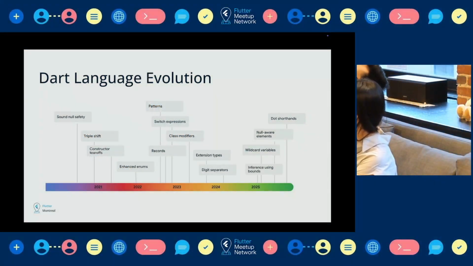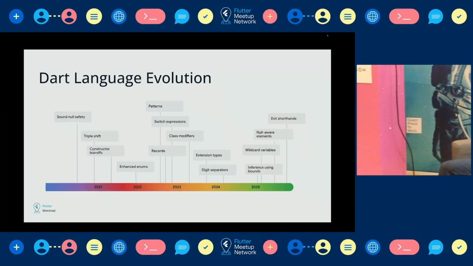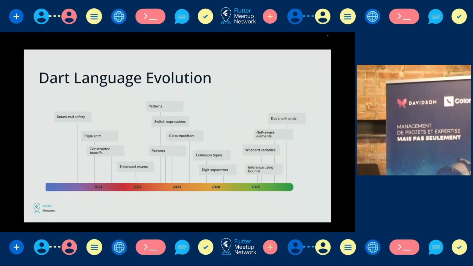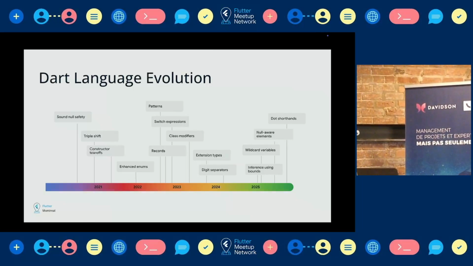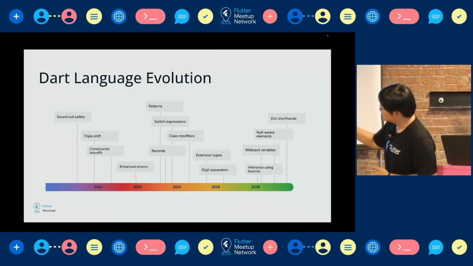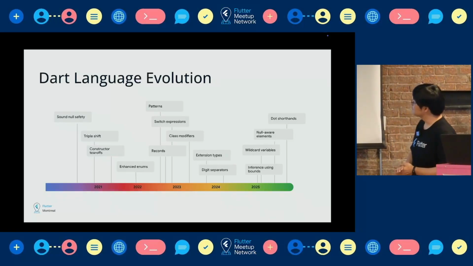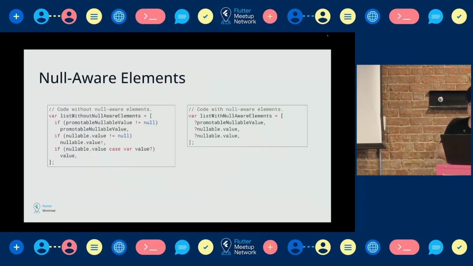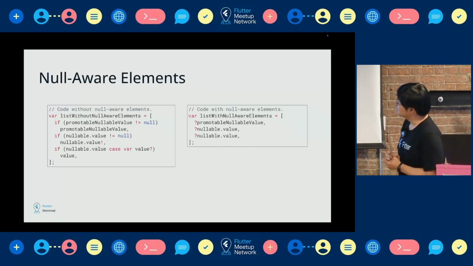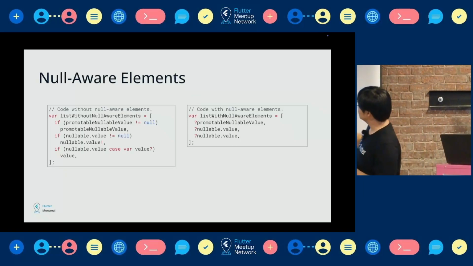Google I/O for Flutter. But there was something interesting that I actually put in the slide. So you see there's the Dart language evolution year to year. And in 2025, they introduced a few interesting things. The first thing I see is the null-aware element. You see the difference on the left side and right side.